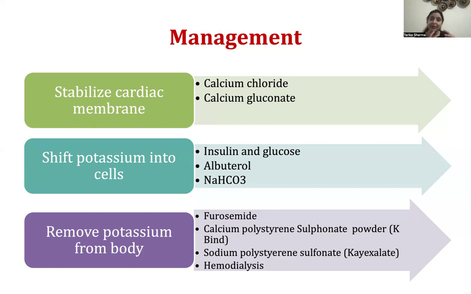Then hyperkalemia है, potassium body में accumulated है, you have to remove it. How can you remove it? You can remove it with the help of diuretics like furosemide, Lasix can be given, or you can provide them a sachet of K-bind, that is calcium polystyrene sulfonate powder, which will be binding with the potassium and releasing it from the body. Or you can go for sodium polystyrene sulfonate, which is Kayexalate, or in severe conditions, the person might even require hemodialysis. So again, the management will depend on the severity of hyperkalemia.